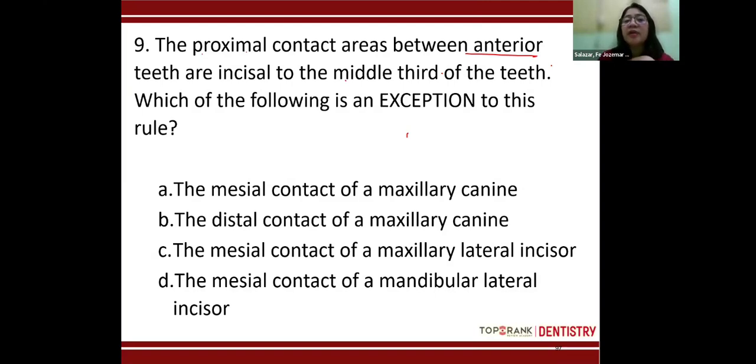Okay, which of the following is an exception to this rule? Let's see. What's your mnemonic for the maxillary anteriors? Maxillary anteriors.